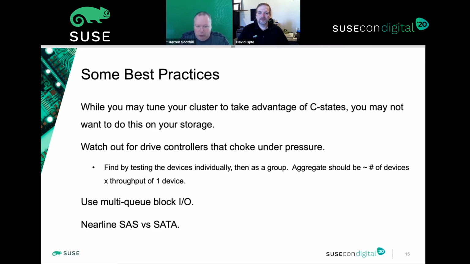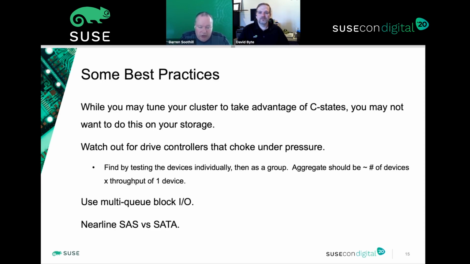Again, things like multi-queue block I/O. So with modern SSDs, with cache and RAID controllers, using multi-queue block I/O can give you a significant performance increase. With NVMe's, multi-queue block I/O is already turned on by default. But for other types of media, you have to do some changes around that.